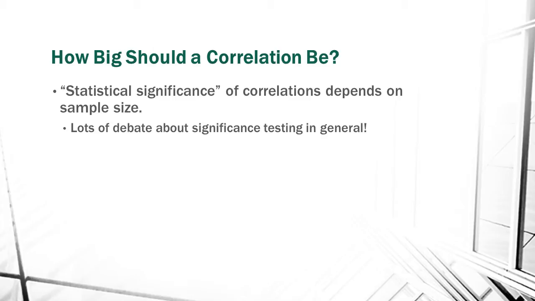Now, you were probably taught in prior classes that a correlation is significantly different from zero. That is, we can be pretty confident that that correlation really does exist if it passes a significance test, if the probability that we would obtain that correlation, if the null hypothesis were really true, is less than 0.05. The problem with this approach is that with many different kinds of statistical tests, and with correlations in particular, whether or not you get a significant result is very much a function of your sample size.